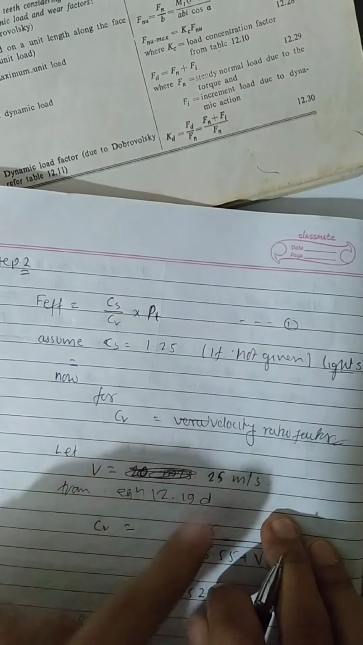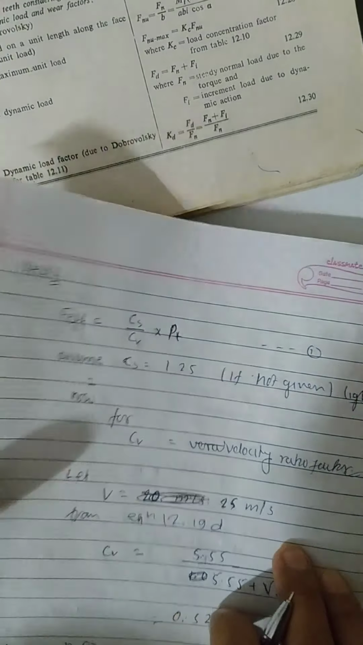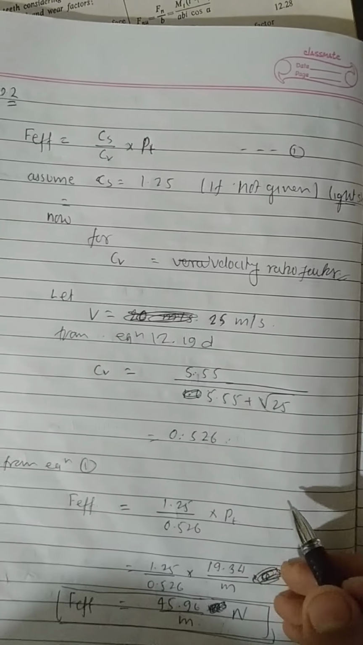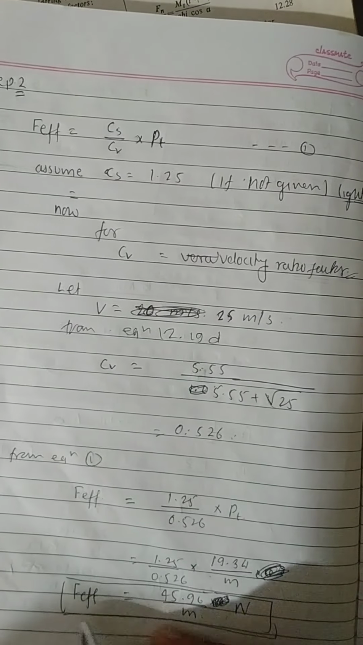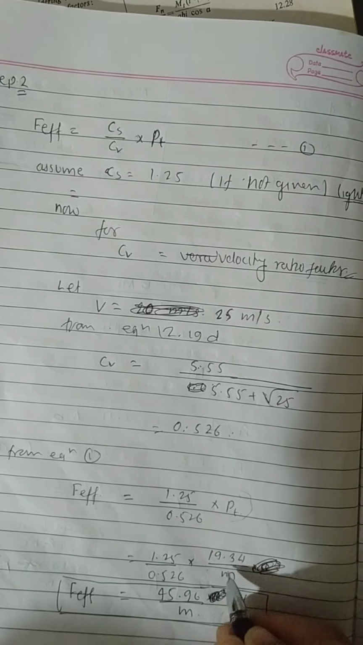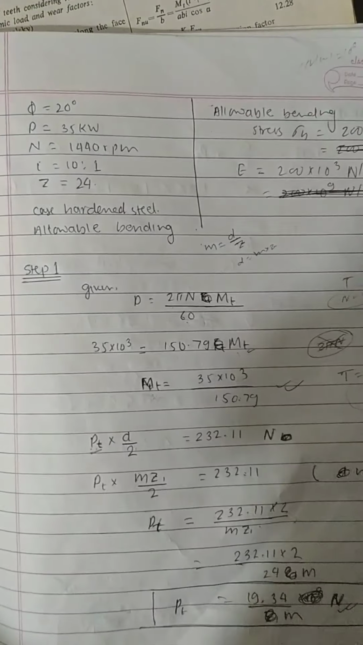Here we are finding this Cs and Cv for this effective force. After that, we will put this value in the effective force, and we will get F effective equals what? PT. We have a PT of 19.34, which we found in this section. Okay guys, no problem.